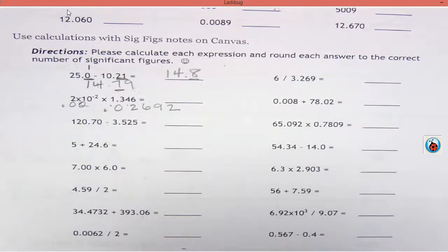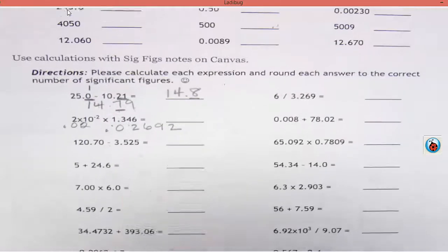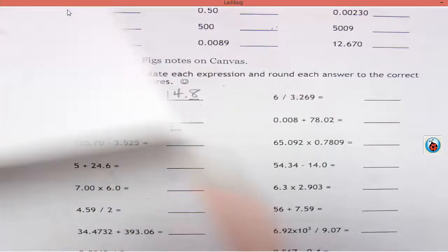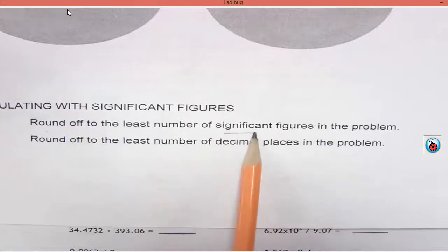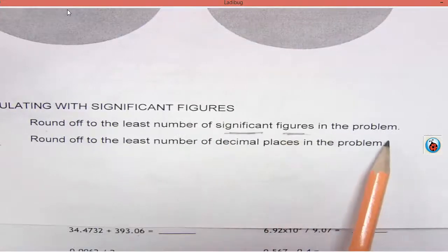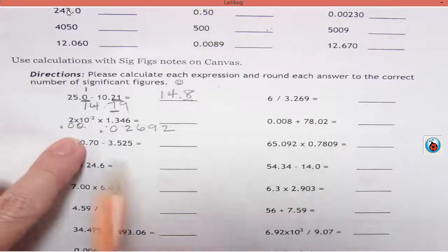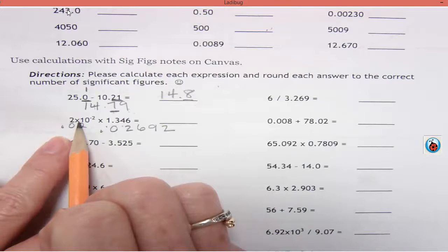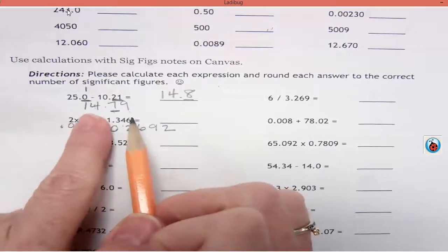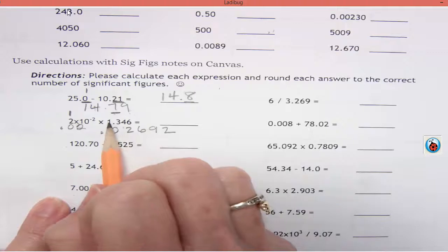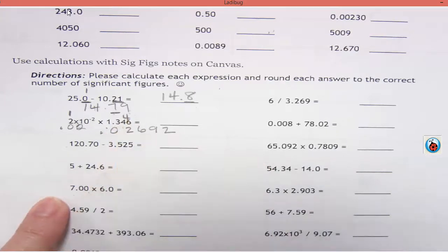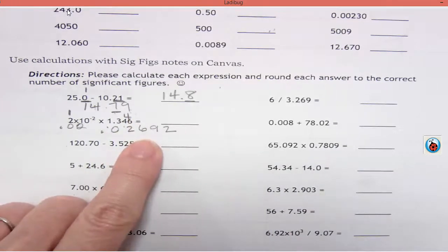Okay, and we're going to put this number into what? Well, if we're multiplying or dividing, we're going to round off to the least number of significant figures in the problem. So right here, this number has how many Sig Figs? Well, if it's in scientific notation, we're going to ignore that. So there's one Sig Fig there, and here there's 1, 2, 3, 4. So I want only one Sig Fig in my problem.